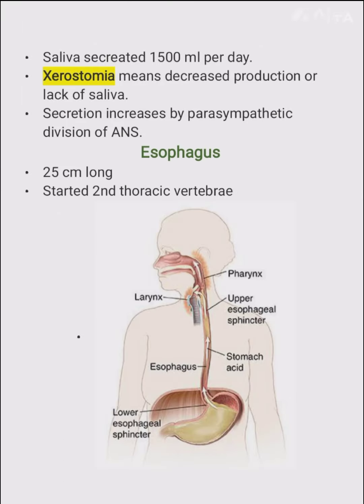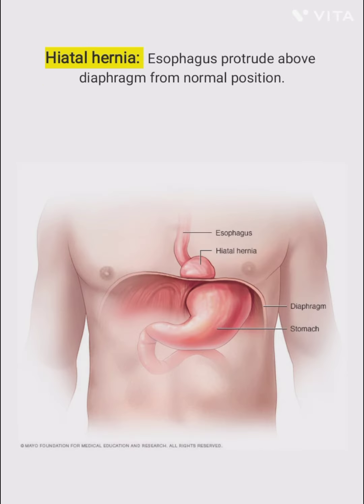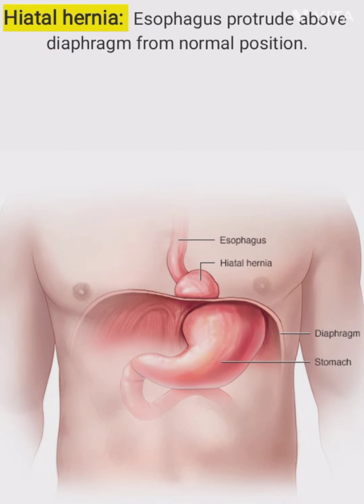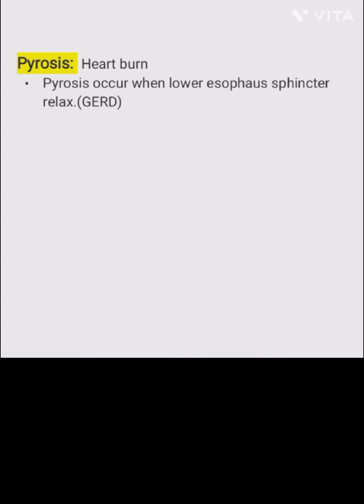Next we will see esophagus. Esophagus is 25 centimeters long and it starts at the second thoracic vertebra. Hiatal hernia, the esophagus protrudes above the diaphragm from its normal position. This picture shows clearly the esophagus moving upwards from the diaphragm.